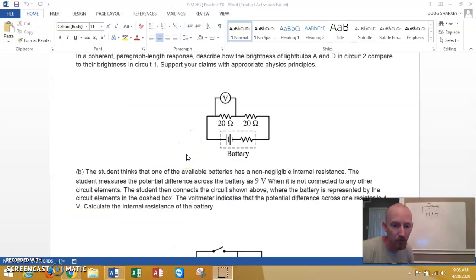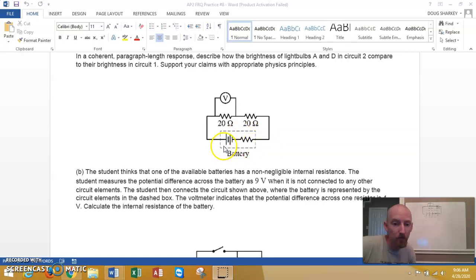Alright guys, for this next part, kind of a lab-based thing. A student has a circuit like this. They think that the battery has an internal resistance that is non-negligible. Batteries do have internal resistance that we talked about in class. So if you buy a 12-volt battery, it's really not 12 volts. It's going to be more than that, because when you hook it up to a circuit, you have a little bit of resistance internally as far as the battery goes.